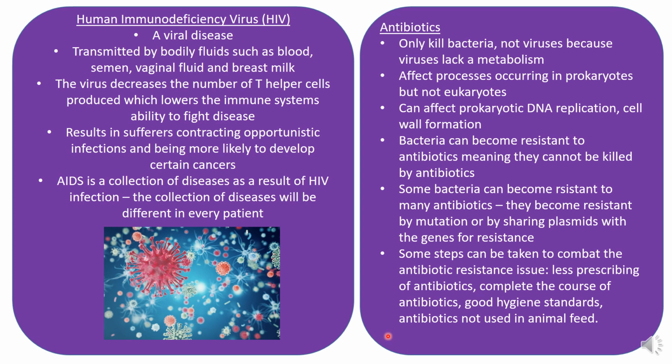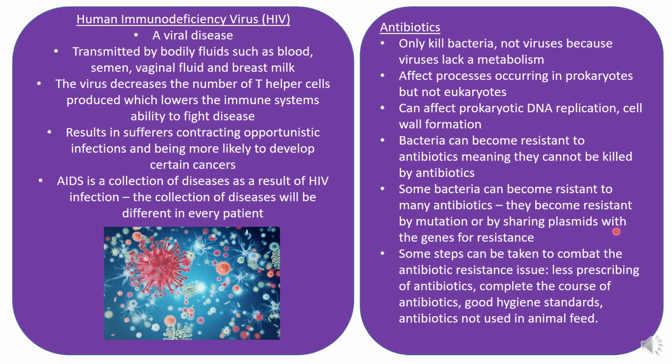Some bacteria can become resistant to lots of antibiotics, and that's when it's a real issue, because if they're resistant to all antibiotics, it means that you can't treat them. You have to let the immune system do its job, or the person might die. It also says here that they can become resistant by mutation or by sharing their plasmids. So they swap plasmids, and that means that both bacteria will be resistant.